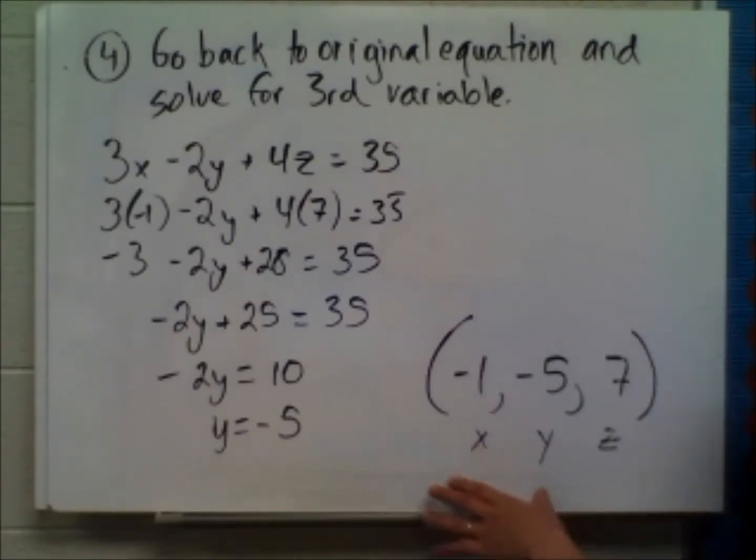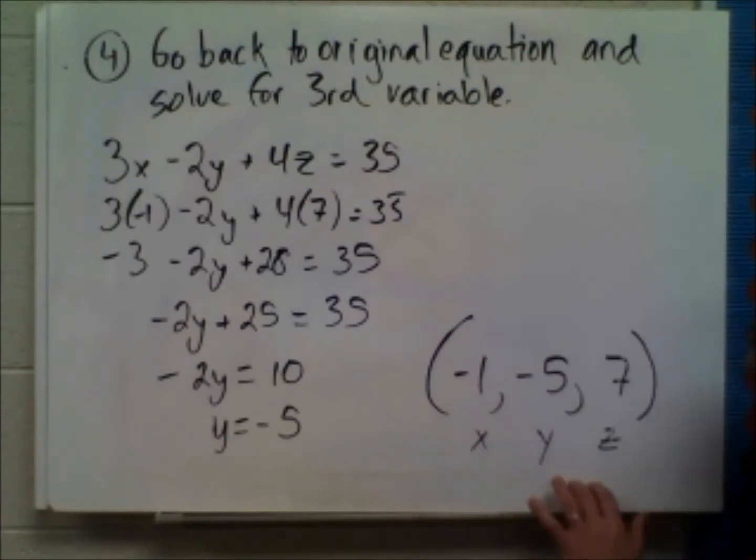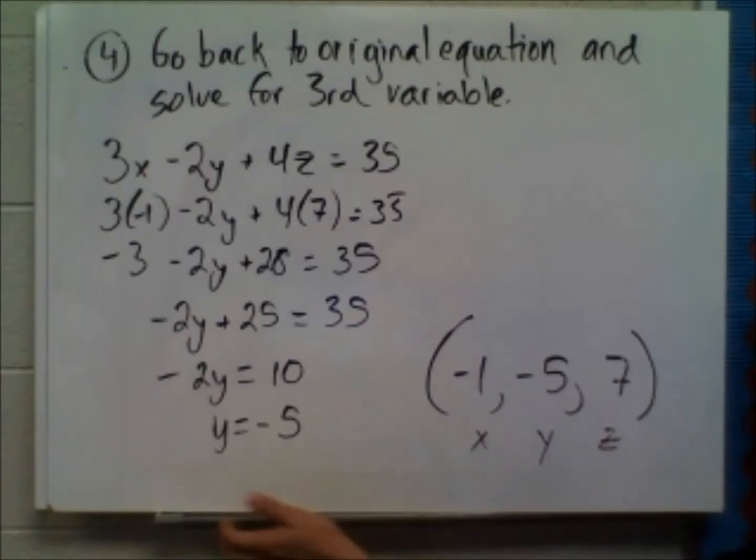And this is how I write my answer. The variables in order were x, y, z. So I write my answer as negative 1, negative 5, 7.